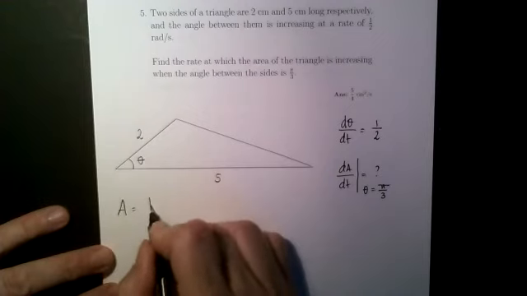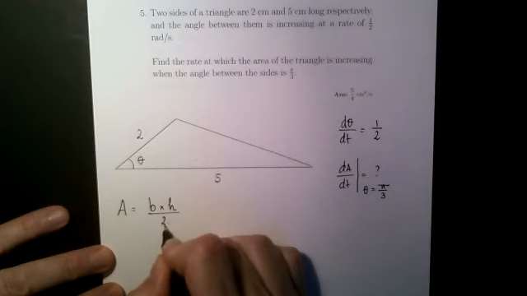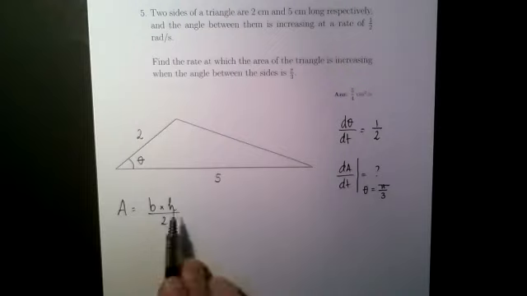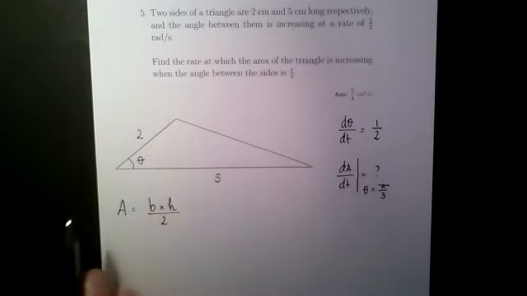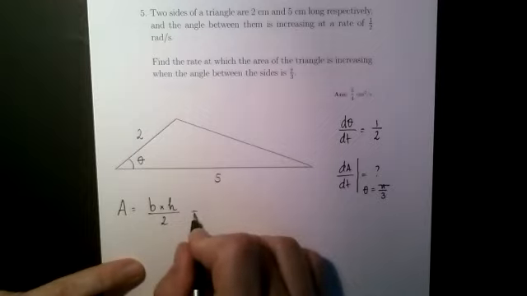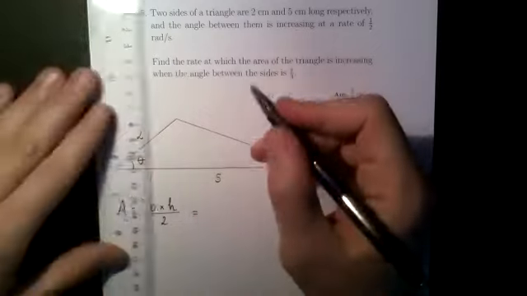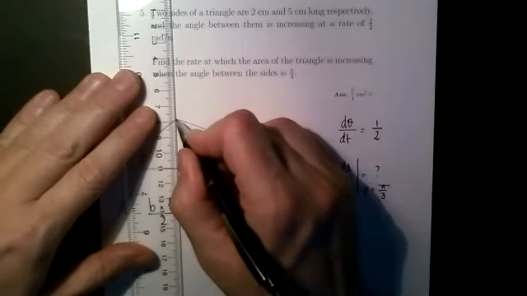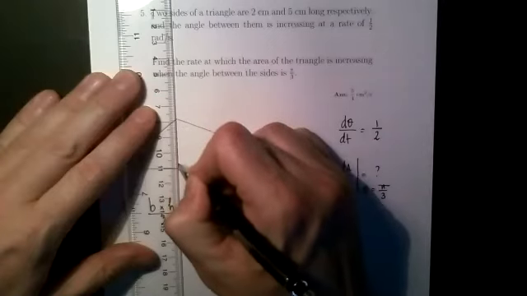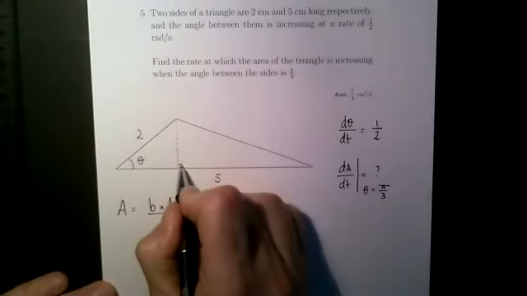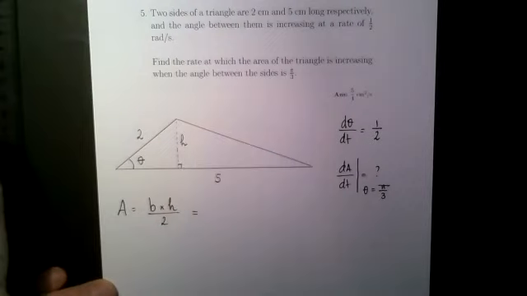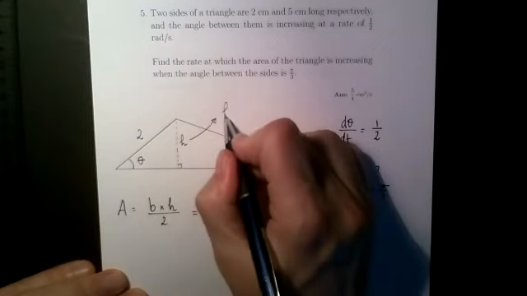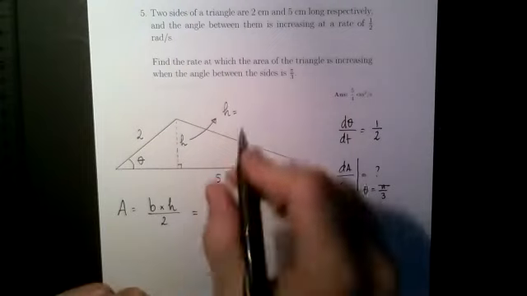So the area of a triangle is base times height over 2. Okay, the base doesn't move, it's 5. 2 is a constant. I just need to express h in terms of theta, if possible. Okay, the height is right here. So what is the expression for the height? 2 sine theta. Very good.